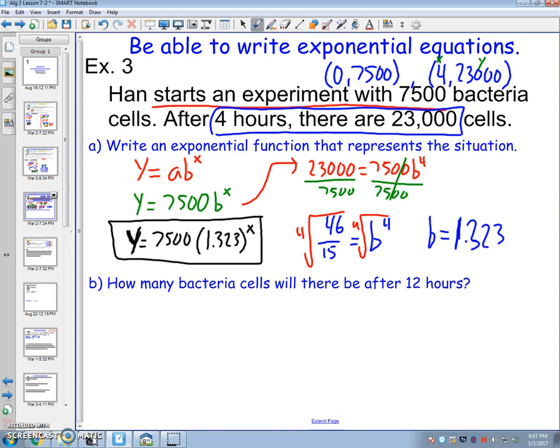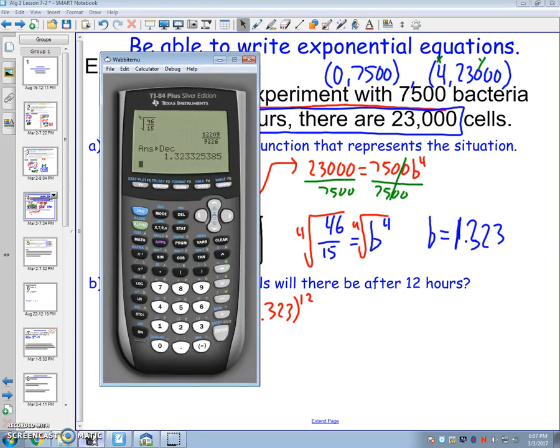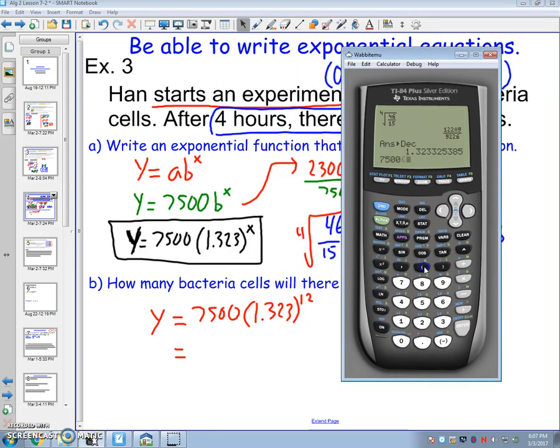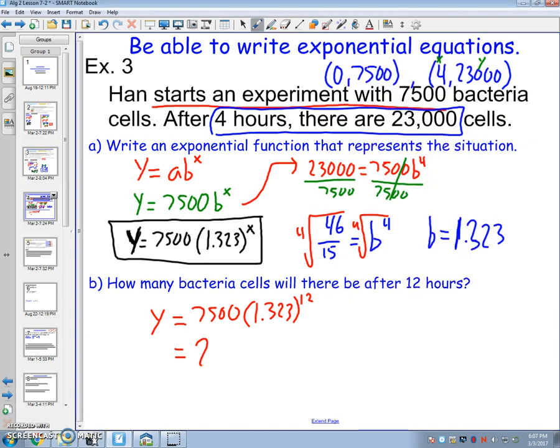And how many cells are there after 12 hours? Well, that's our time, t, or our x. Using our equation, let's plug in that time of 12. 7,500 times 1.323, 12 hours. Let's plug it in the calculator and see what we get. So y equals 7,500 times 1.323 to the 12th power, which is 215,664.